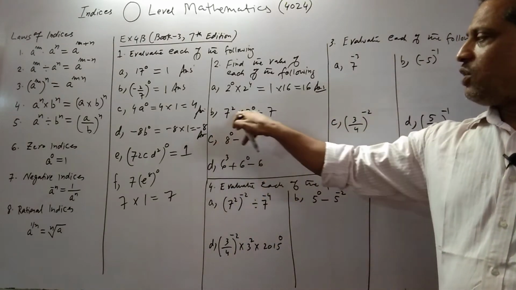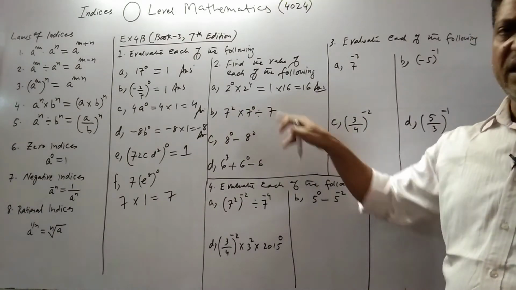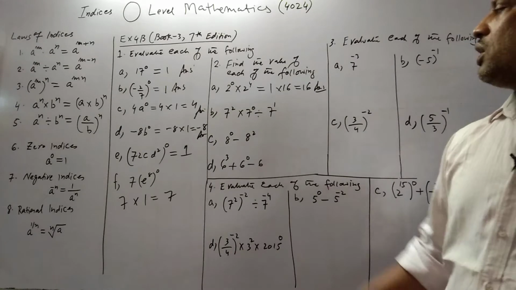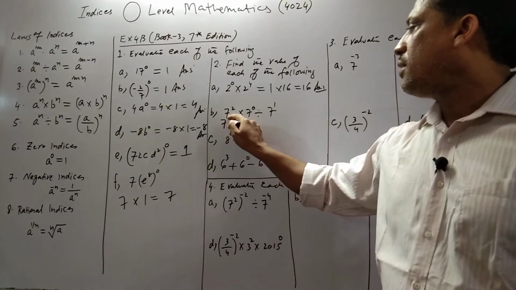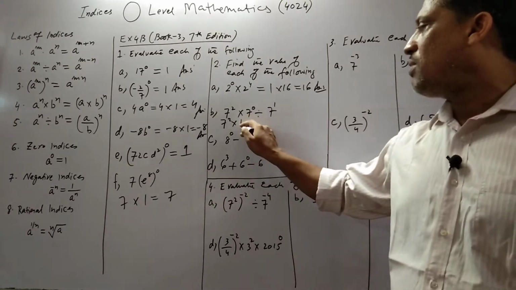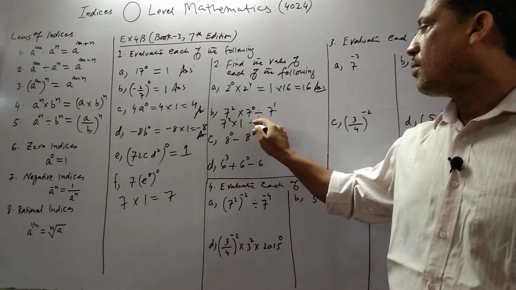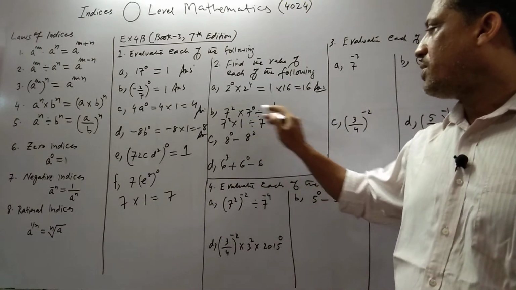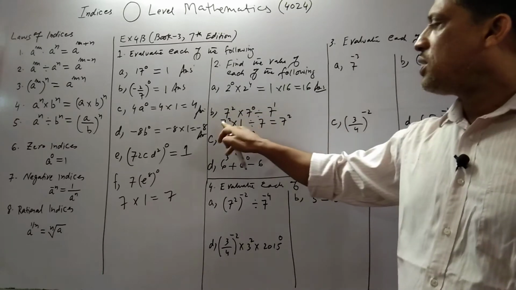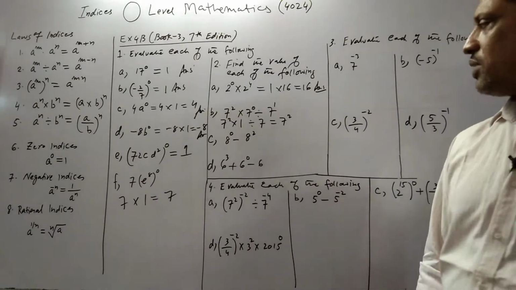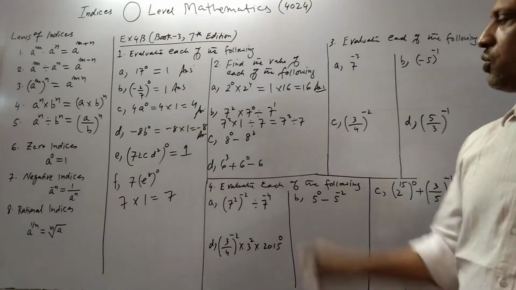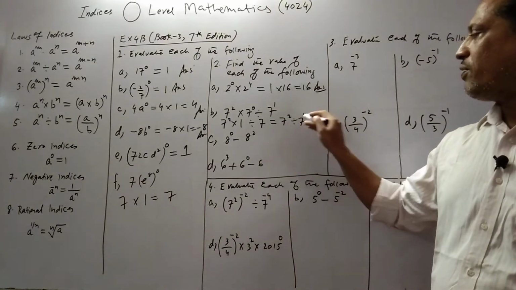Come to part B. 7 square into 7 to the power 0 divided by 7. It's very easy. 7 means 7 to the power 1, if nothing is written, then 1. So 7 square. 7 to the power 0 is obviously 1. Something to the power 0 is always 1. It is equal to 7 square into 1. Just 7 square. Something multiplied by 1 is always something. So 7 square divided by 7, so 7 square divided by 7 to the power 1.